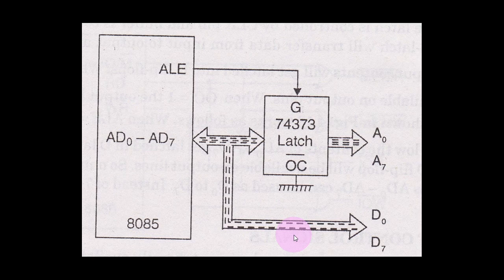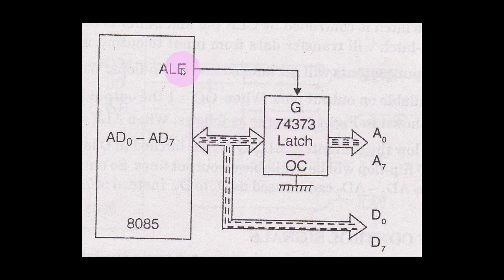Now, coming to this latching part of the address, I told you that this AD0 to AD7 is a multiplexed address and data bus. After that, AD8 to AD15 will always be address. But if you want to have address and data separately, what we will do is on this AD0 to AD7, you will connect an IC 74373 latch. What will this do?